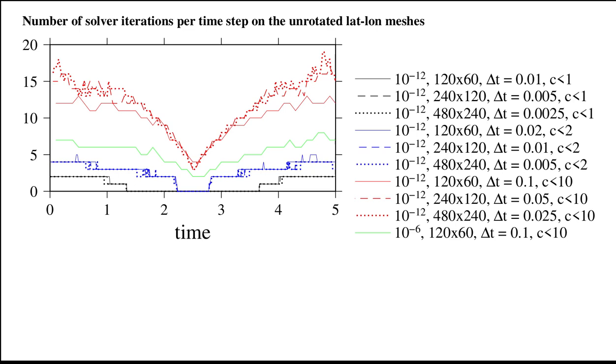However, I realized that the solver tolerance was way too tight, 10 to the minus 12. When I reduced the solver tolerance to 10 to the minus 6, which is this green line, far fewer iterations are taken and with no impact on the solution. The different black lines, blue lines and red lines show different resolutions. So you can see that the number of iterations is not dependent on the resolution.